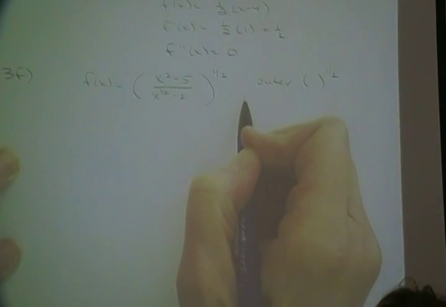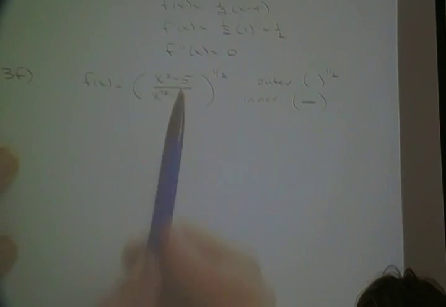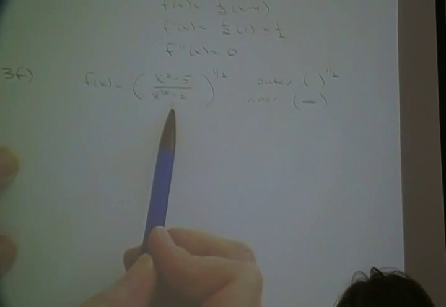Inside, like an inner function, is a quotient. x squared minus 5 over x to the 1/2 minus 2. So I've got to start with my power, and then I'll go to my quotient. And when I do my quotient, I'll have to think about the derivative of each of these independently of each other. So my derivative will look like this. Pull the 1/2 down. Don't change this function, but drop the degree to negative 1/2.